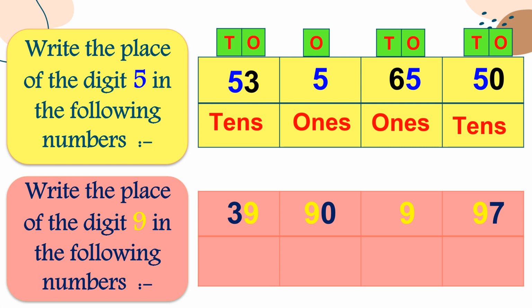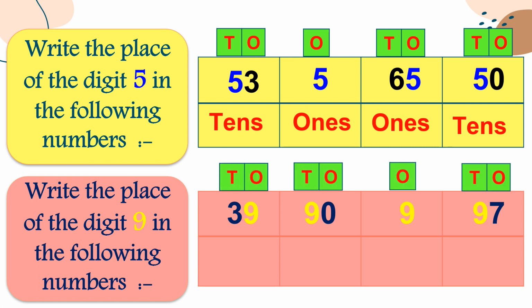Another example. Write the place of the digit 9 in the following numbers. I have here 39, 90, 9, 97. First, I must put the houses. Then, in the first number, where is the place of number 9? Ones. Here, in 90, tens. Here, ones. Here, in 97, tens.